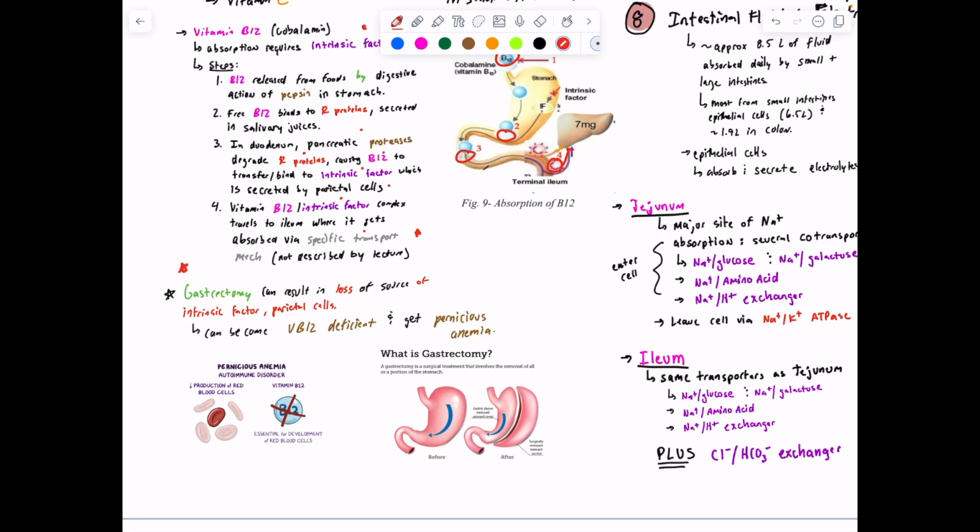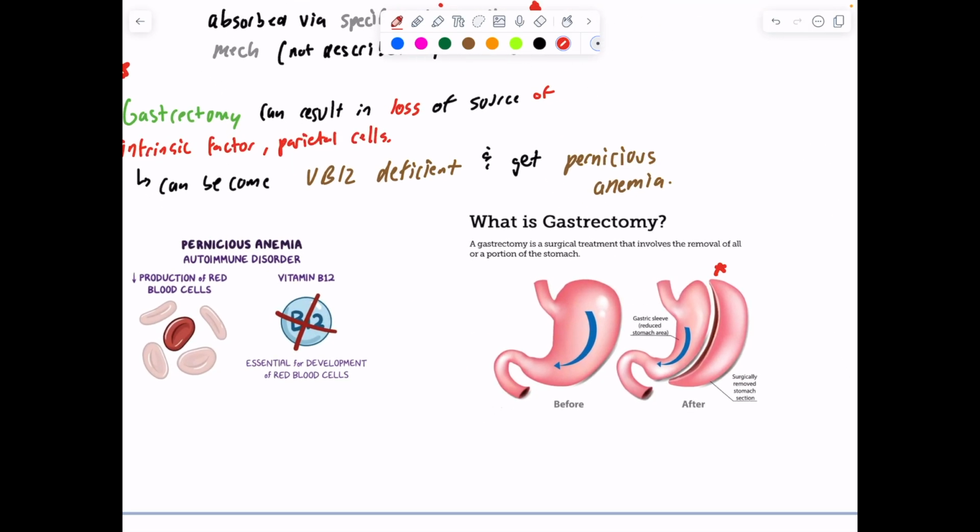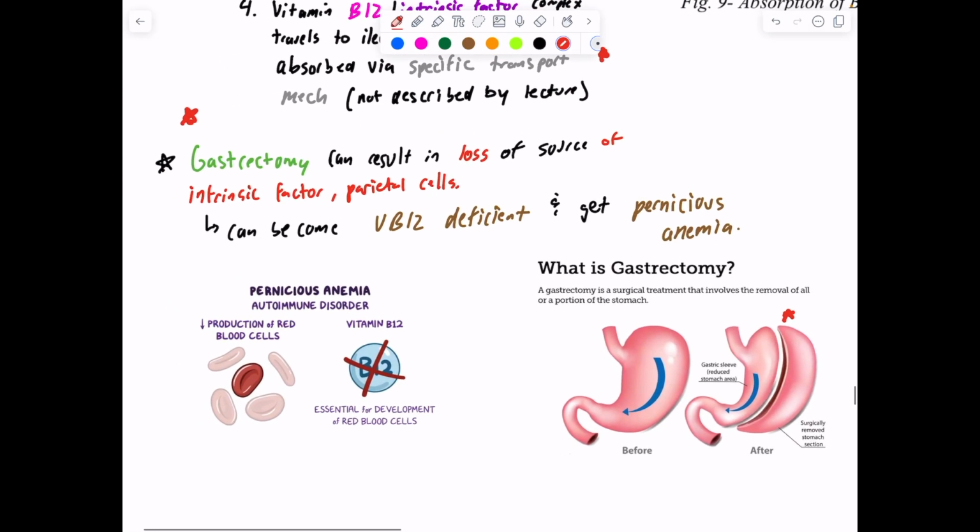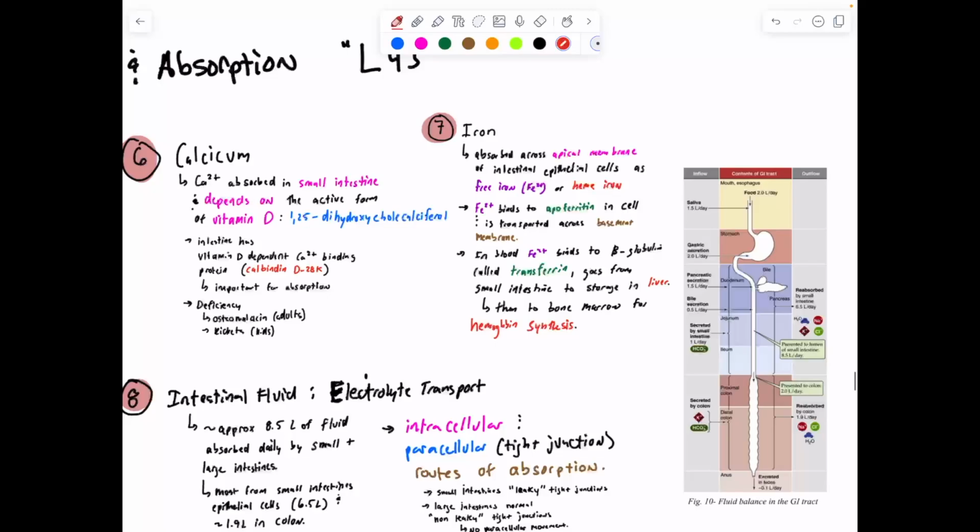All right, and then importantly, we have this idea of gastrectomy, which is basically shortening or removing a giant chunk of the stomach. It can result in the loss of parietal cells, which we also know produce hydrochloric acid, right? But they also produce intrinsic factor, and so if you can't have your source of intrinsic factor, then you're going to be vitamin B12 deficient, and you get pernicious anemia, which is a decrease in production of red blood cells, but it's not good. Okay, calcium and iron absorption.